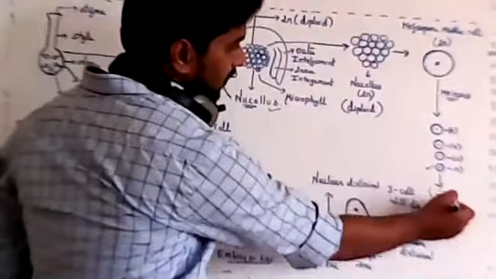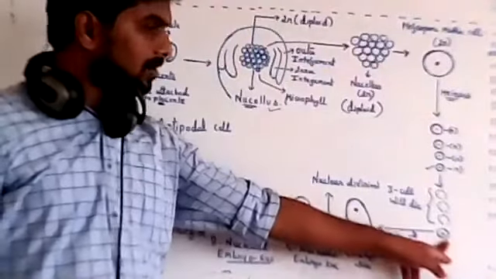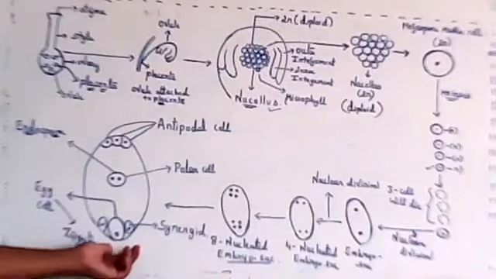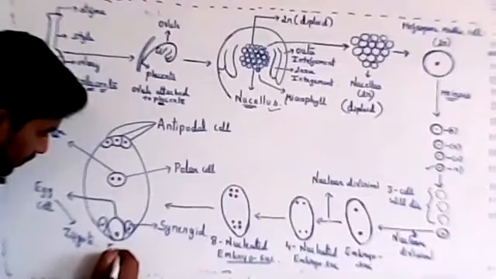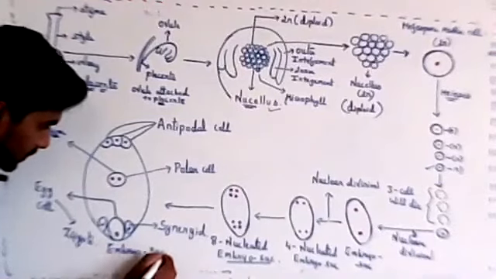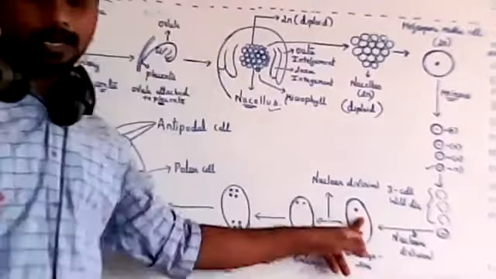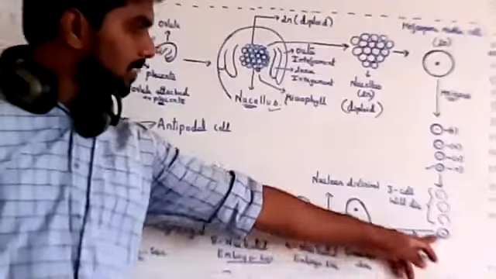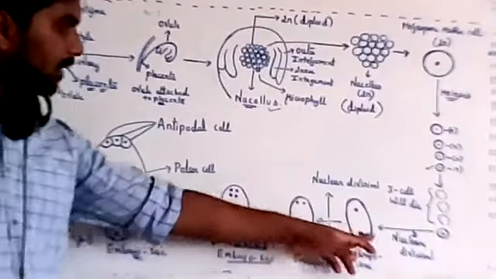Okay, so out of those 4 cells, 3 will die and only 1 will survive. That one cell will give rise to the structure called the embryo sac. Now nuclear division will take place. This one cell will again give rise to more cells at the end.